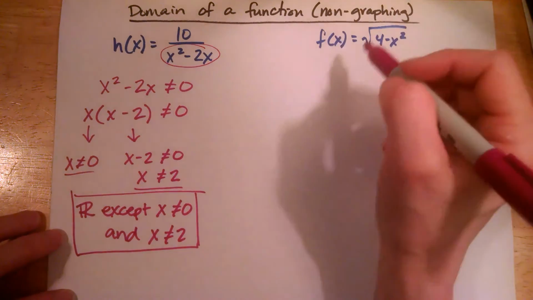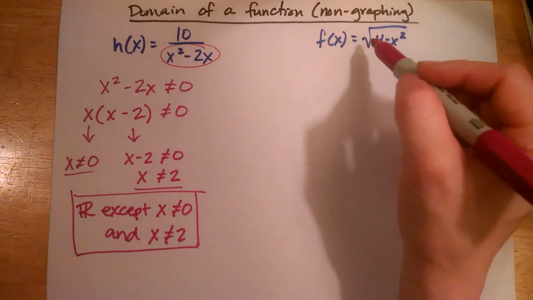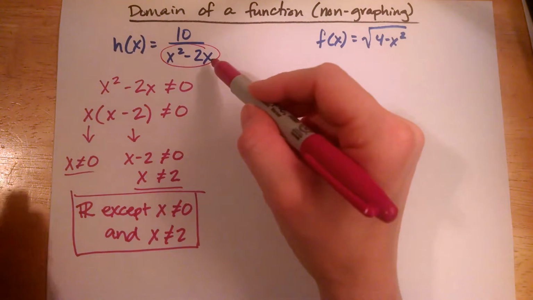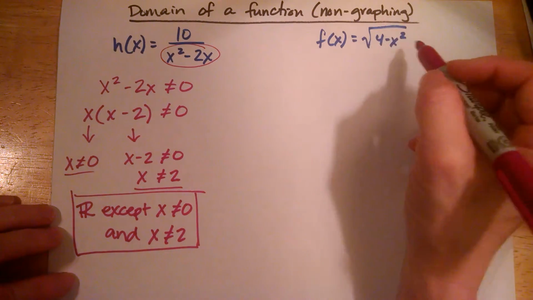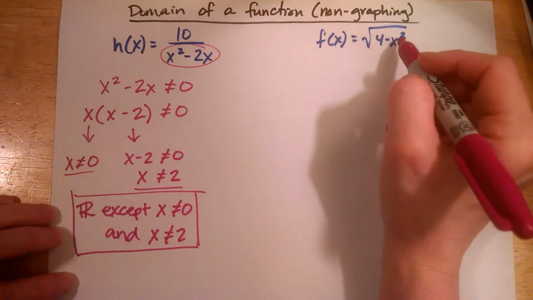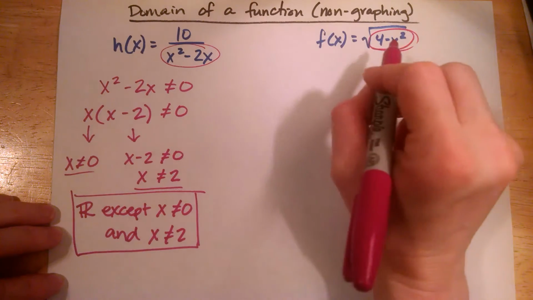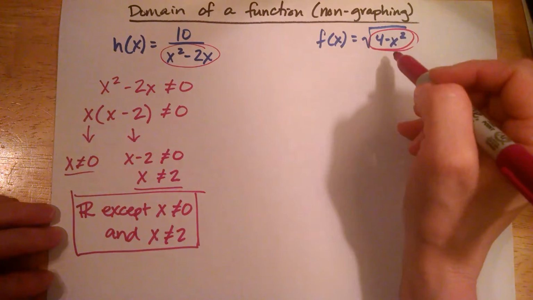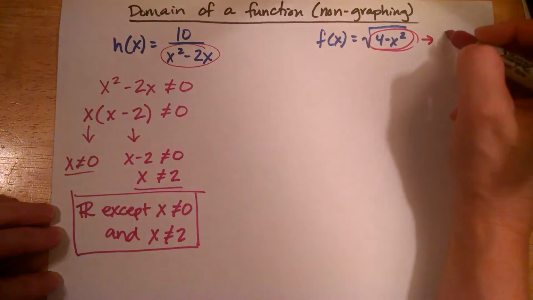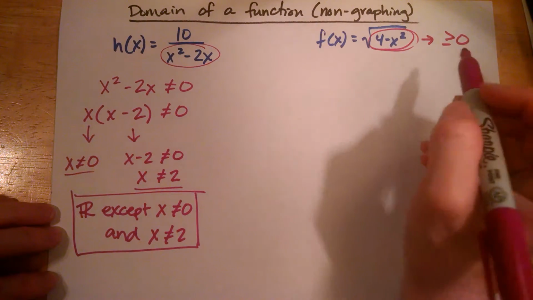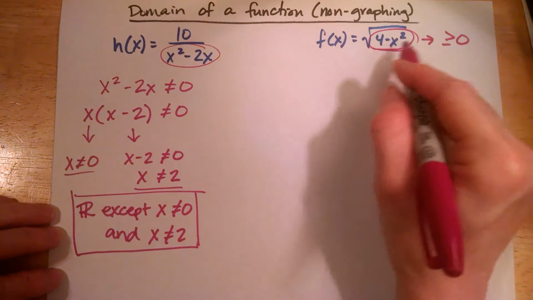Let's move on to this one. I've got f of x equals the square root of 4 minus x squared. Now, similarly, we have restrictions on radicals, just like we had a restriction on a denominator. Since we have a radical, we can't have negatives inside the radical, remember? So we're just looking at what's inside the radical. Nothing else matters in finding the domain of this function. We're going to set this to be greater than or equal to 0. So everything in here has to be greater than or equal to 0. It can equal 0, that's fine, but it can't be negative. So any positive number, including 0, has to be our domain.